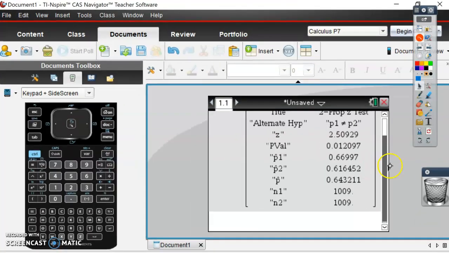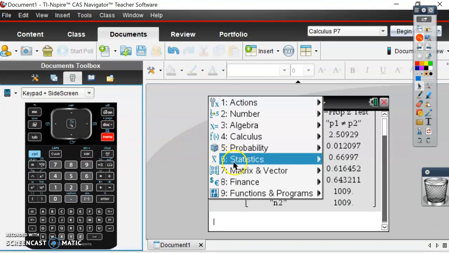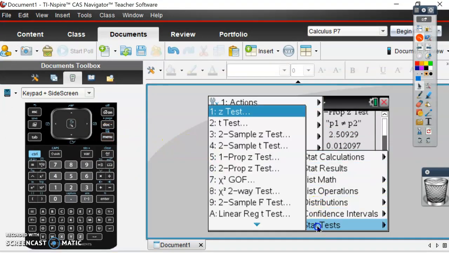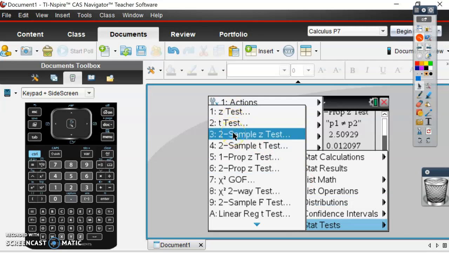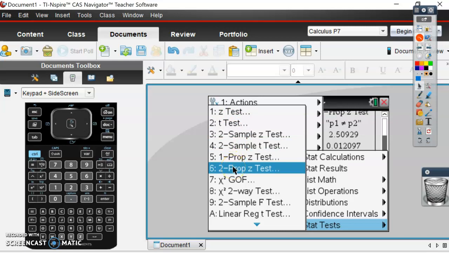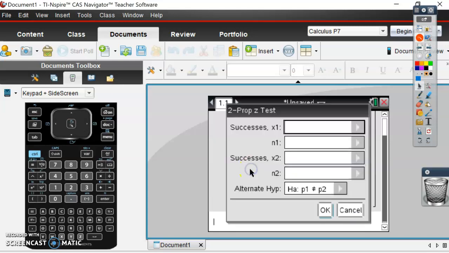You can see that I did it here, but I'm going to review the steps. We go to Menu, Statistics, Stat Tests. Now we're going to look at the two sample tests. And remember, we never do number 1 and 3. I keep emphasizing it over and over again. Never do that because we never have the standard deviation of the whole population. So in this case, we're going to do a 2-prop z-test because it is categorical. Prop means proportion, and z is the variable we use for categorical. So use a 2-prop z-test.